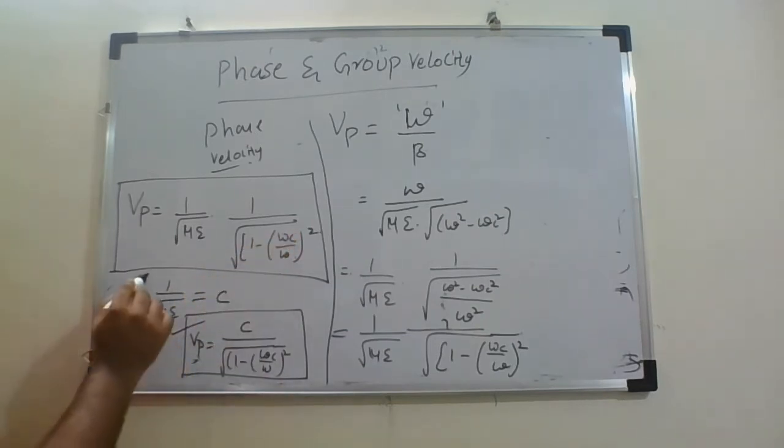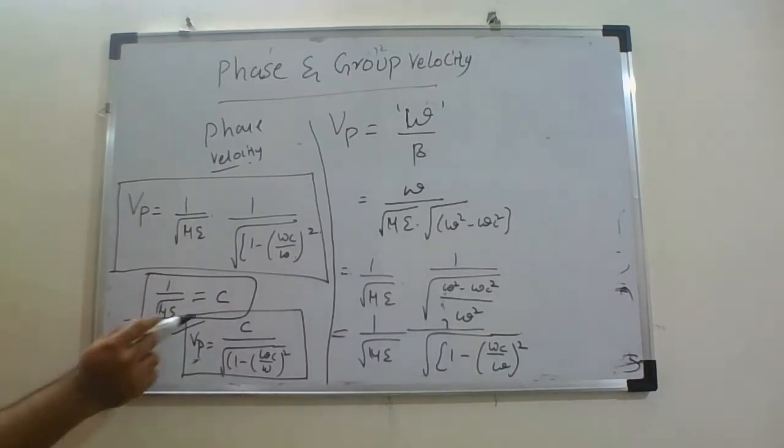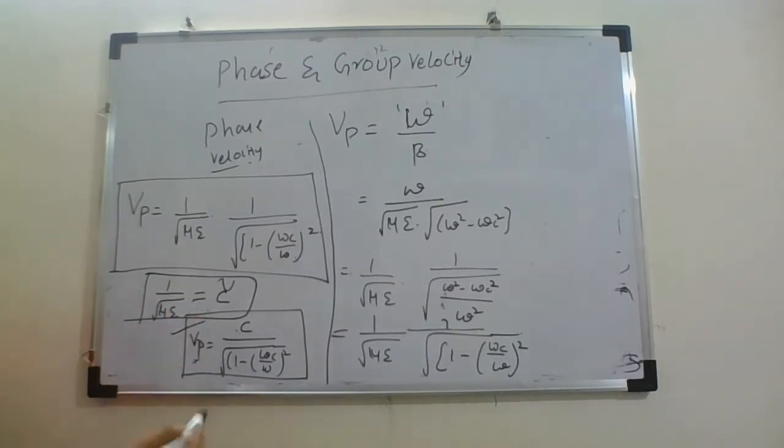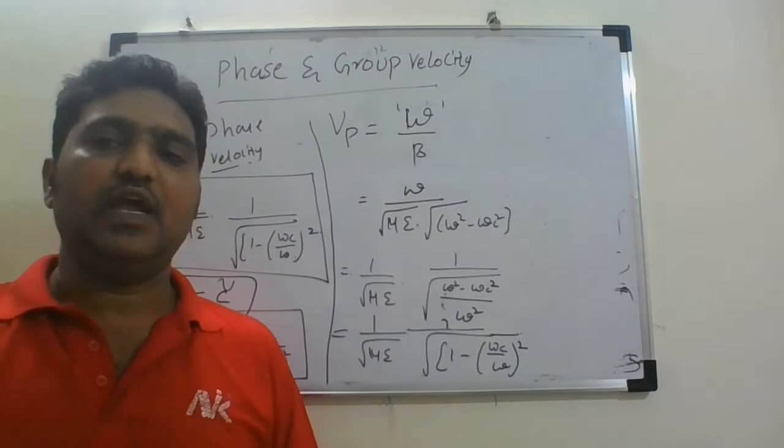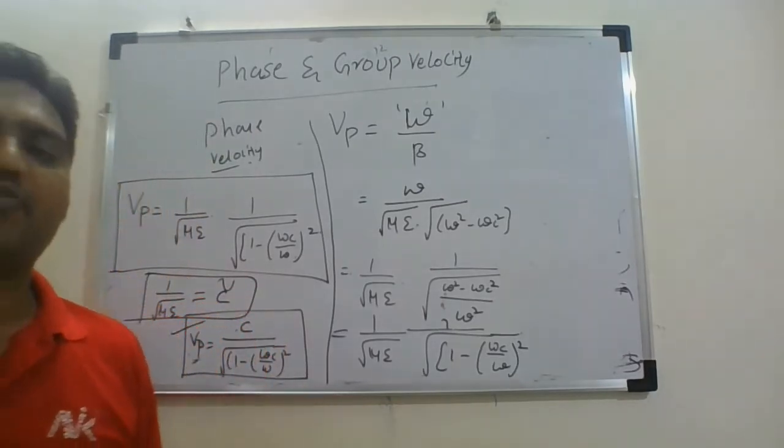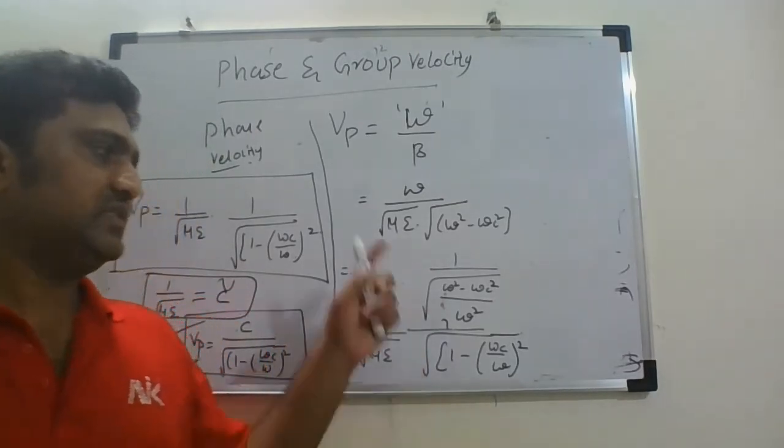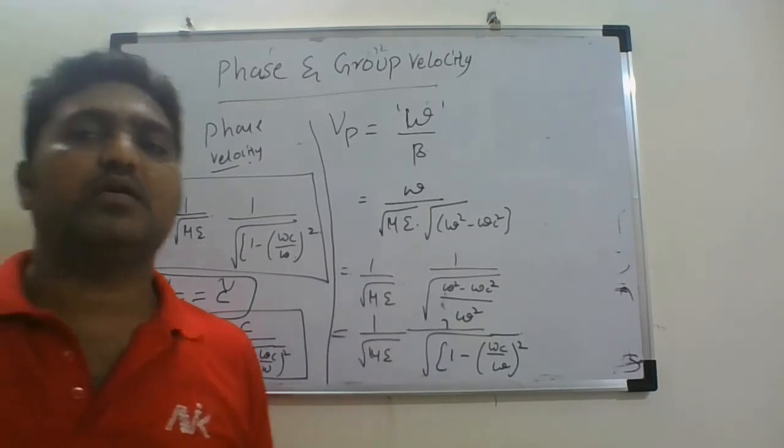Since 1 by root mu epsilon is nothing but the velocity of free space, I consider this as c or v, whichever we can take. So Vp is equal to c by root of 1 minus (omega c by omega) whole square. This is the expression for phase velocity of the wave. This is a simple derivation.